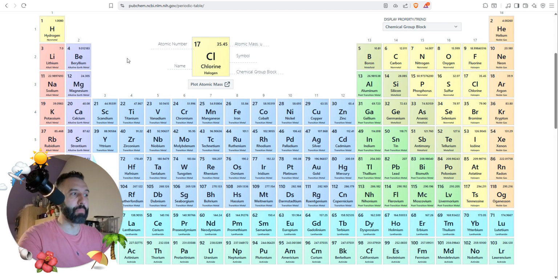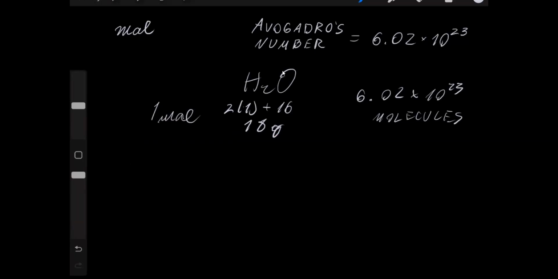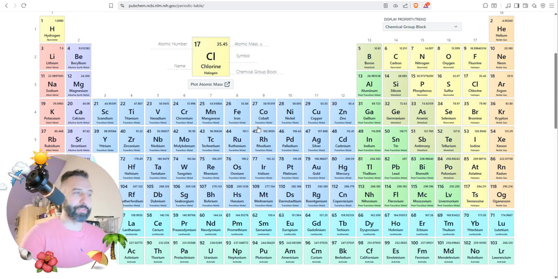If we're talking about a molecule, then we use all the elements here from the periodic table that we have in that molecule, add them together, and pay attention. 1 hydrogen is 1 gram, but we have 2 hydrogens here. So we multiply that 1 gram by 2, and we get 18 grams in total with oxygen. So this is extremely important. It seems very simple, but I will give you some practices.